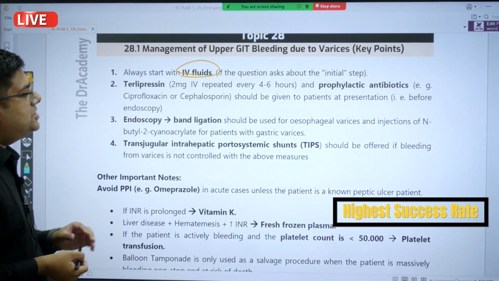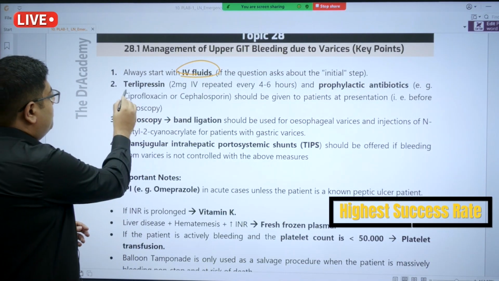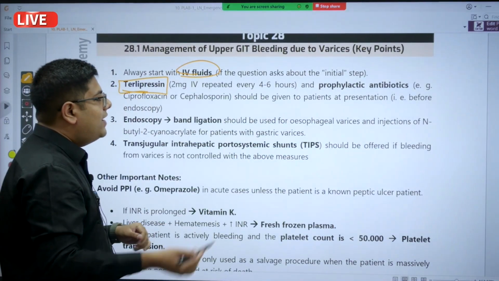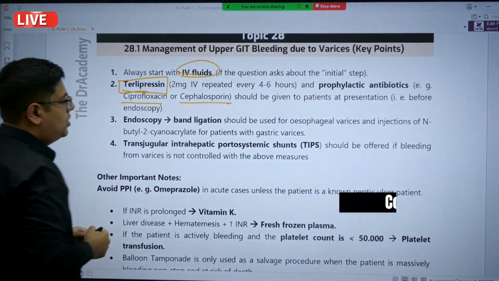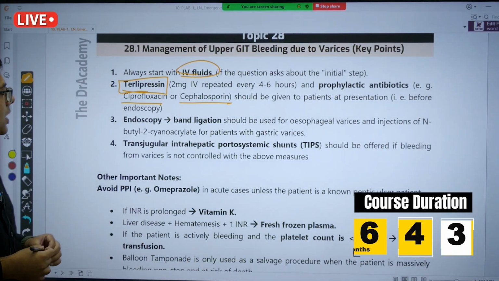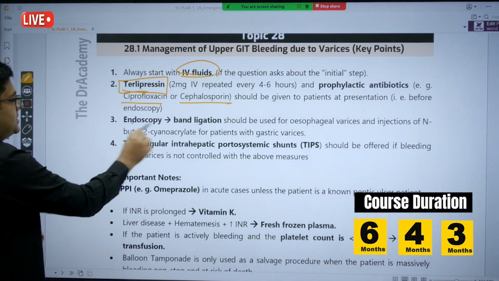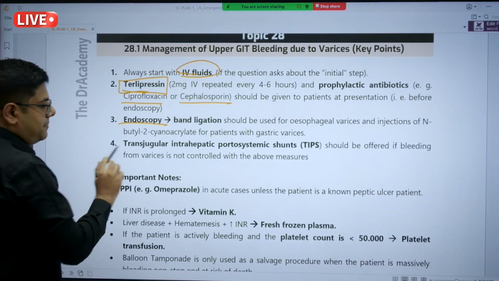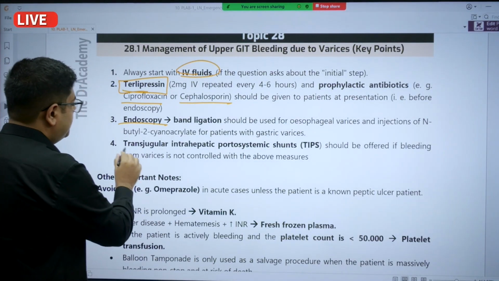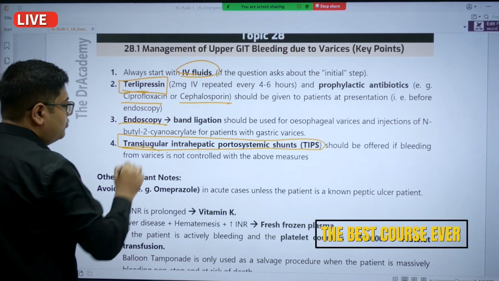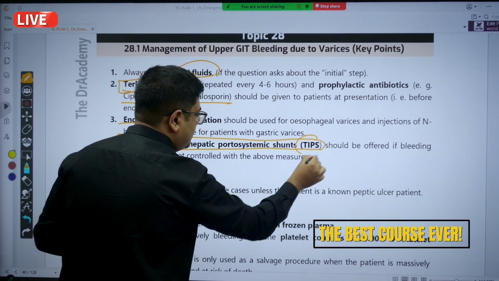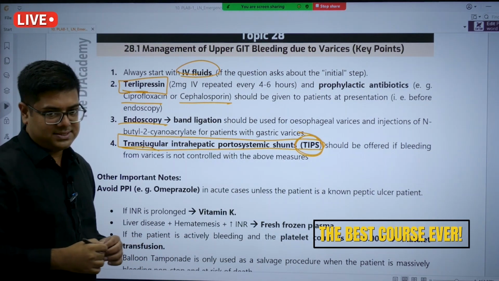What is important for GI bleeding is terlipressin. This is a drug, and prophylactic antibiotics. You can just go through the names, ciprofloxacin or cephalosporin. And the third step is endoscopy. Fourth step, if endoscopy also fails, transjugular intrahepatic portosystemic shunt. Remember the full form, or you can just remember the abbreviation TIPS.